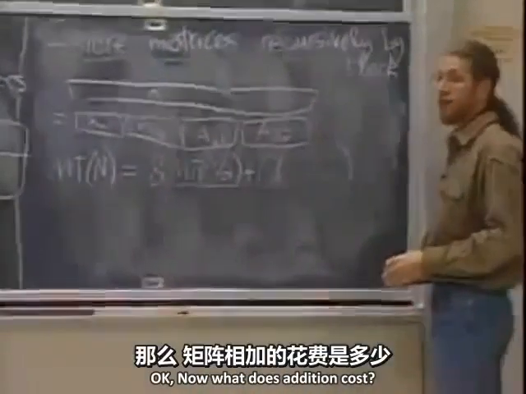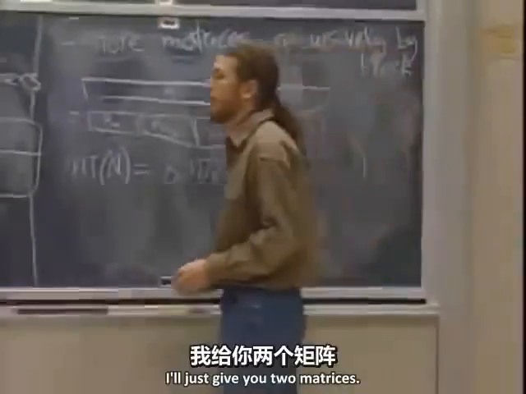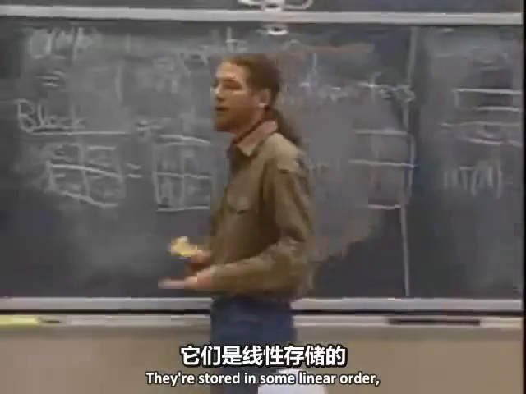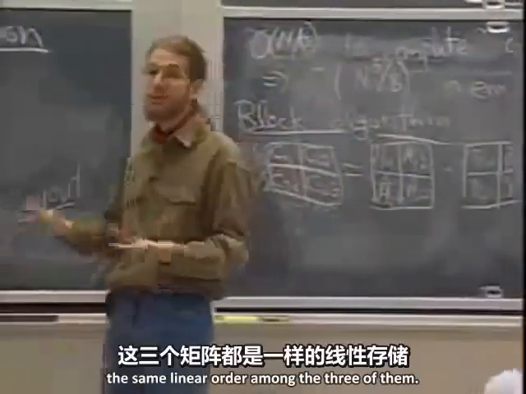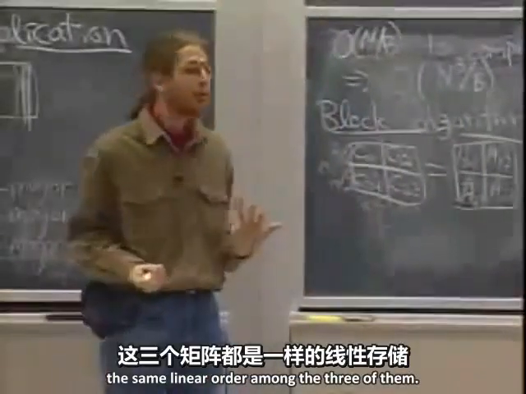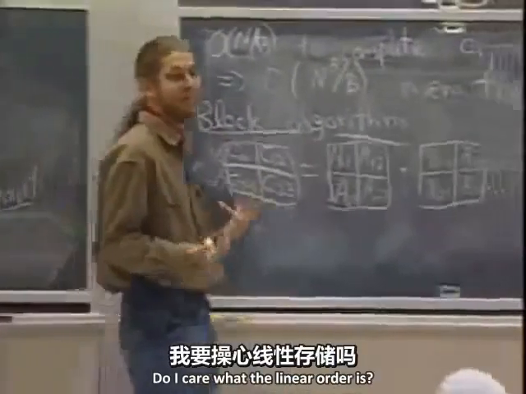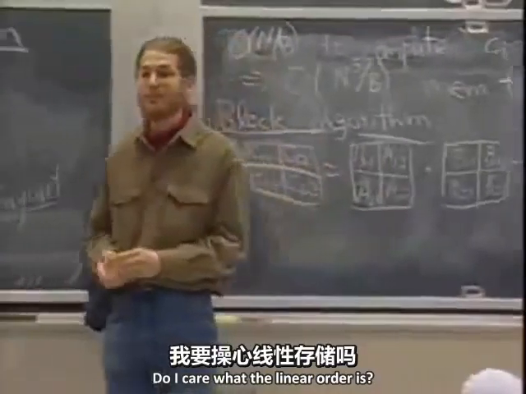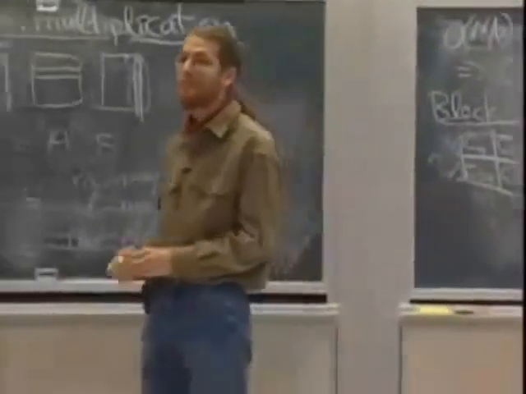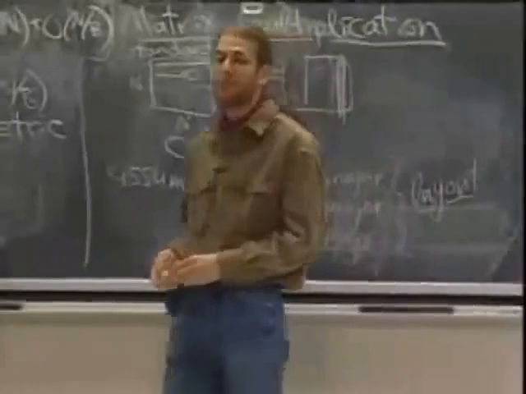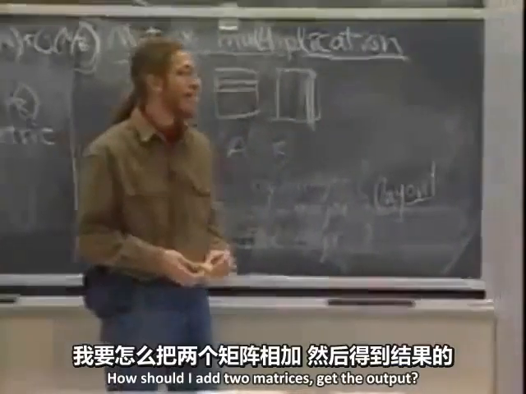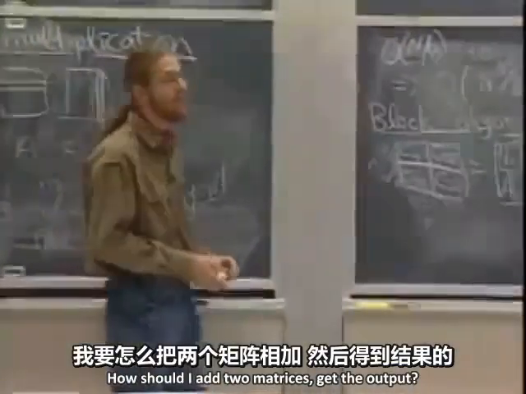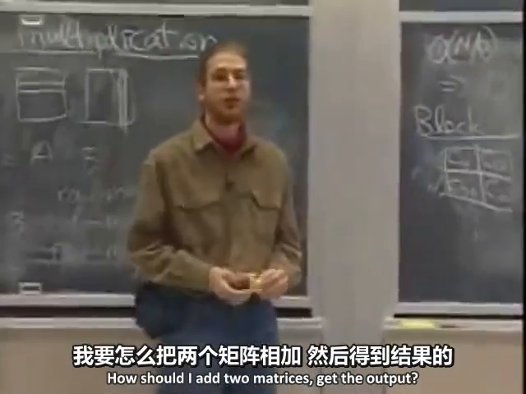Okay, now what does addition cost? I'll just give you 2 matrices. They're stored in some linear order, the same linear order among the 3 of them. Do I care what the linear order is? How should I add 2 matrices? Get the output.